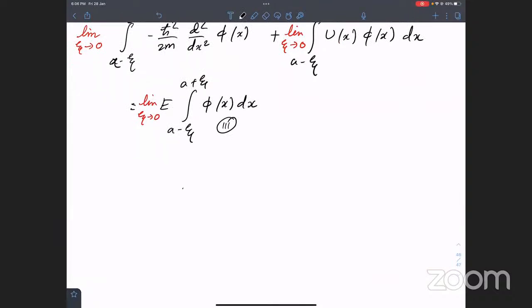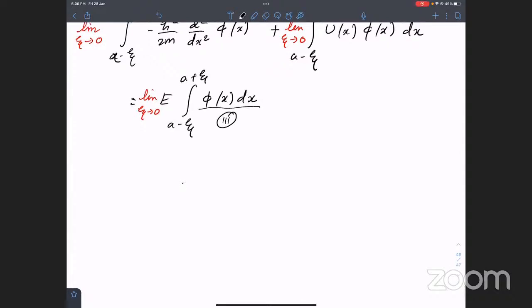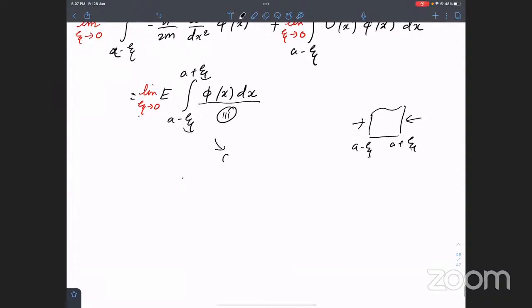If I integrate any particular thing, f of x, phi of x, dx, I'm going to get some other function. In the limit zeta tends to 0, this is the area under the curve of some function going from a minus zeta to a plus zeta. And as zeta goes to 0, what happens? It should go to 0.